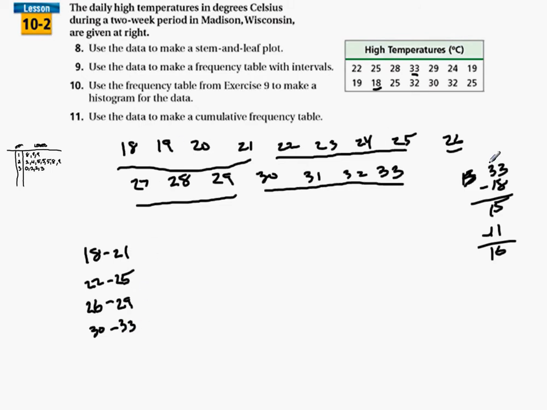Now when you have a much bigger range from smallest to largest, I would suggest just doing the subtraction, adding one, and then figuring out how many you want in each smaller interval. I wanted 4, maybe you want 5, maybe you want 6. The width of each interval is dependent upon the person who makes the frequency table. Alright, so here are our intervals.